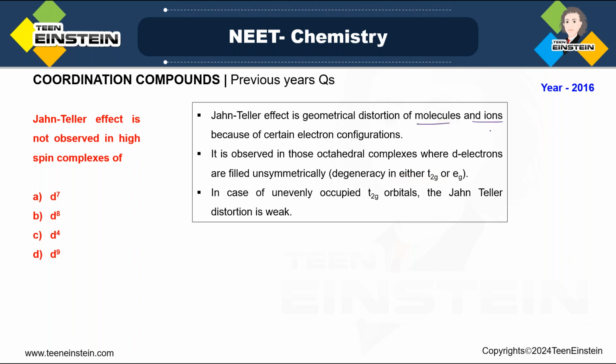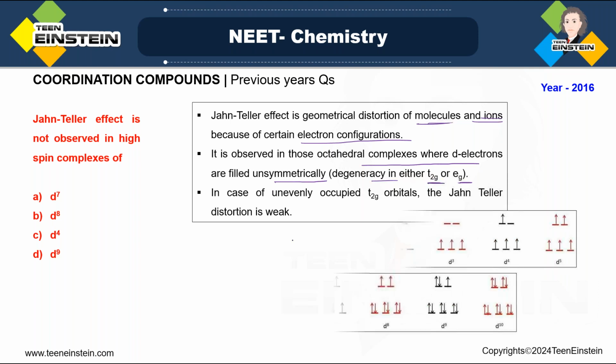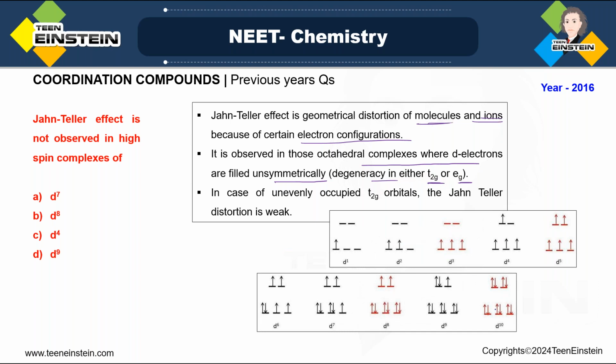Distortion of molecules or ions, depending on whether the complex is neutral, negatively charged or positively charged, happens because of certain electronic configurations. So only in some specific cases you can have this effect. But what are those specific cases? It is observed in those octahedral complexes where d electrons are filled unsymmetrically. That means degeneracy is possible. Now degeneracy possible means, look at this. Here all of them are basically high spin, HS. Low spin also you can draw.